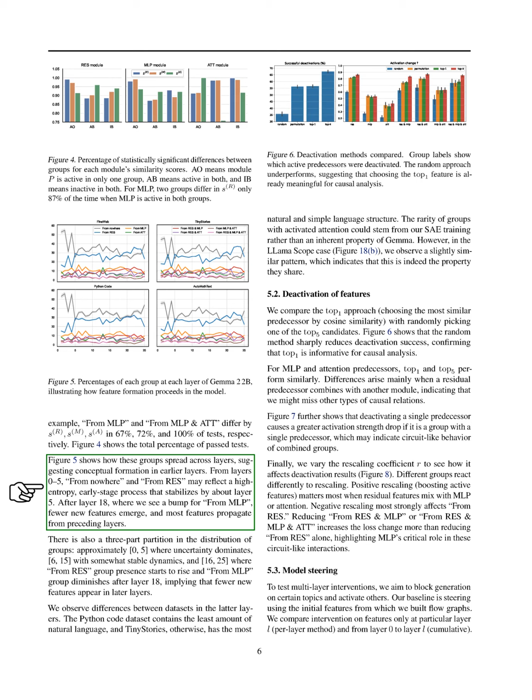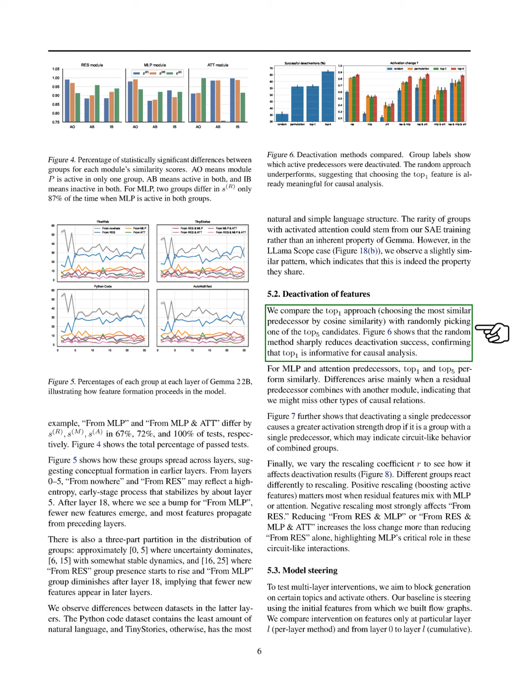We observe that from layers 0 to 5, the features from nowhere and from res indicate a chaotic early stage process that stabilizes around layer 5. After layer 18, we notice fewer new features emerging, with most features coming from earlier layers. We also see a three-part division in the distribution of groups, indicating different dynamics at various layers. The datasets show differences in the later layers, with the Python code dataset having the least natural language and tiny stories featuring the most straightforward language.